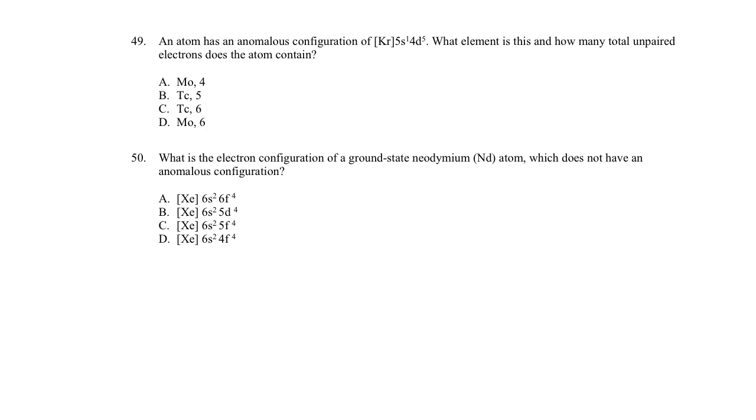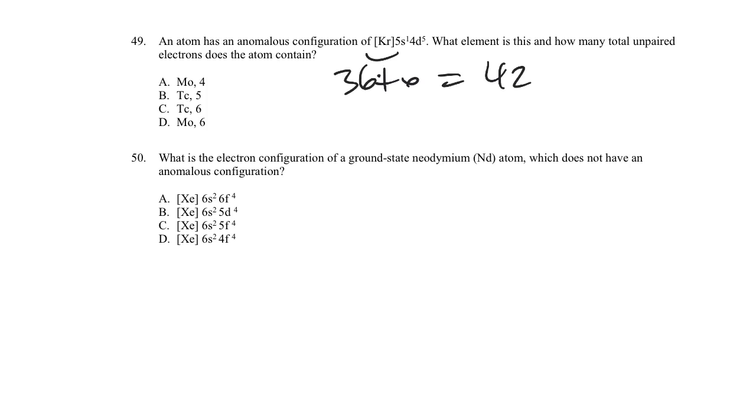Final page here, final 2 questions. So an atom has an anomalous configuration of krypton 5s1 4d5. What's the element? Well, that's easy. We just count the electrons. So 36 for krypton, plus 6, so that's 42. Element 42 is Mo, it's molybdenum.